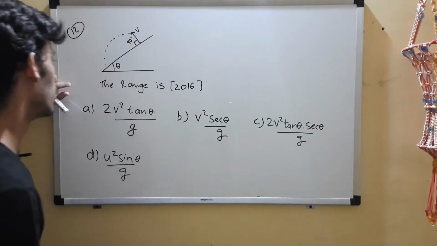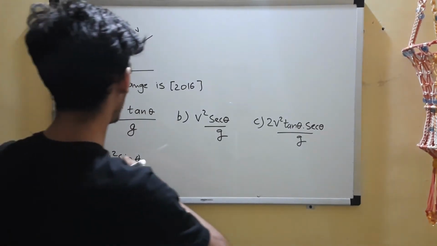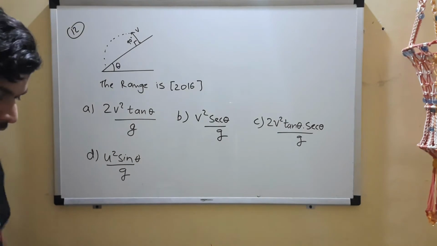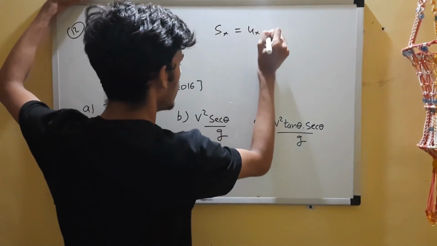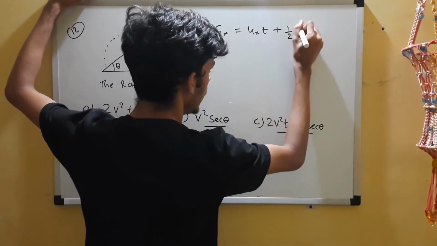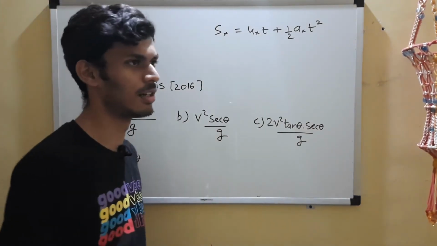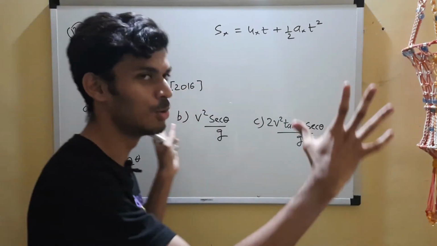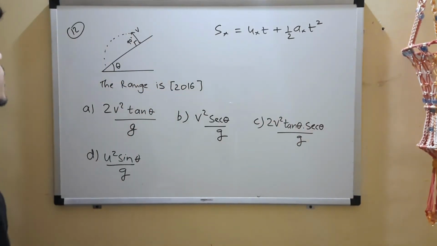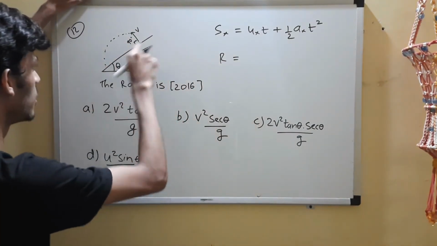So this question asks us for the range of the projectile. Now the projectile motion is happening on an incline. So how do we approach such a question? We use the equation of motion, right? Sx is equal to ux t plus half ax t square. We don't use the formulae, because the formulae for range for projectile on an incline are huge, right? We don't learn them by heart. So the displacement in x throughout the entire journey will be the range.